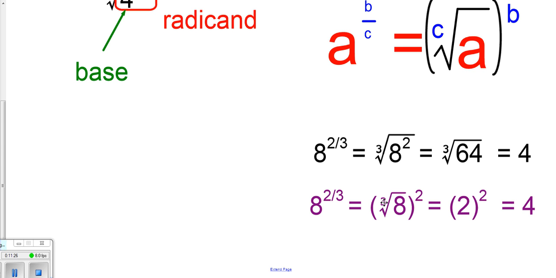The other way to look at it is 8 to the 2/3 power means take the cubic root of 8 from this 3, and whatever answer we get there, we're going to square it. Well, the cubic root of 8 is 2, because 2 times 2 times 2 equals 8. And then when we square that, 2 squared is 4. Either way, notice that we come out to the same answer of 4. 8 to the 2/3 power is 4.